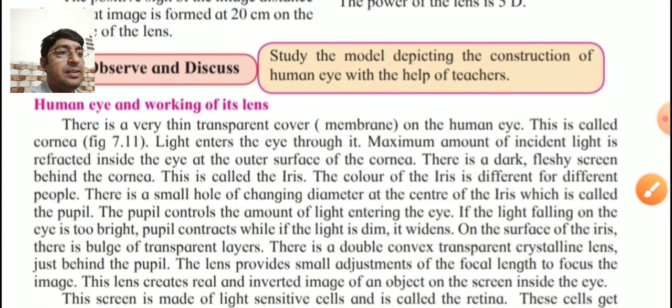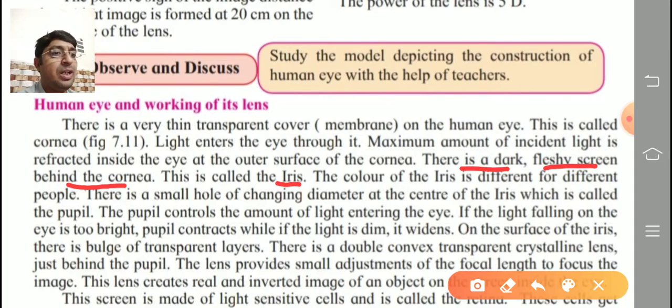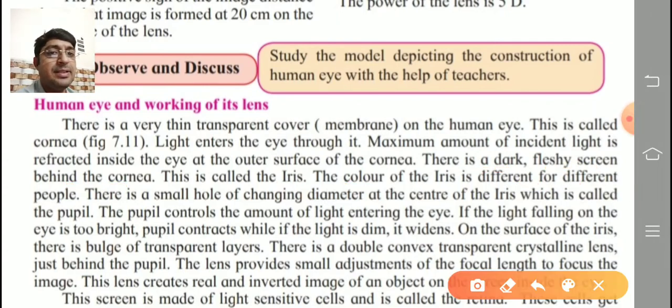Next one. There is a dark fleshy screen behind the cornea called the iris. Iris is the second important part of the human eye. What is the speciality of it? The color of iris is different for different people.